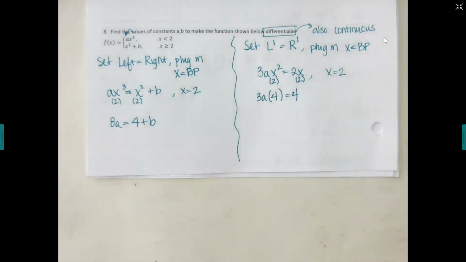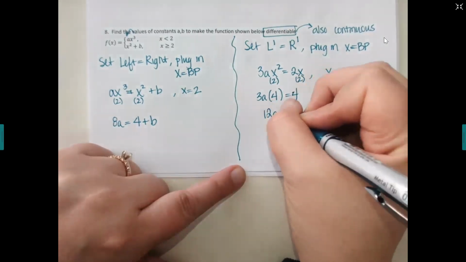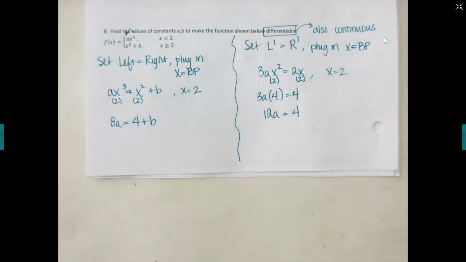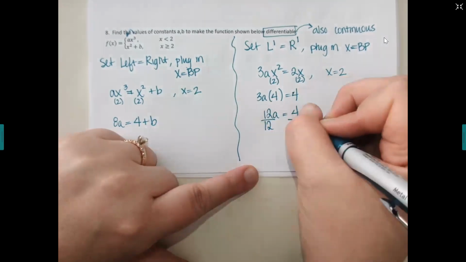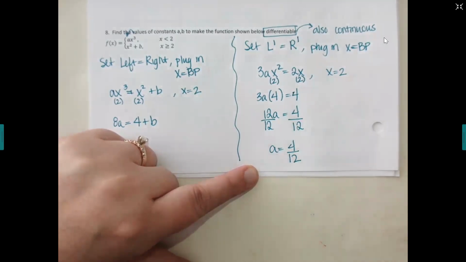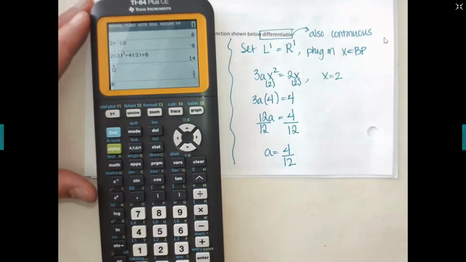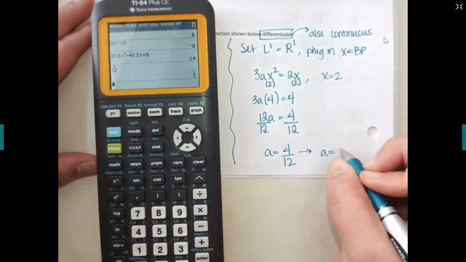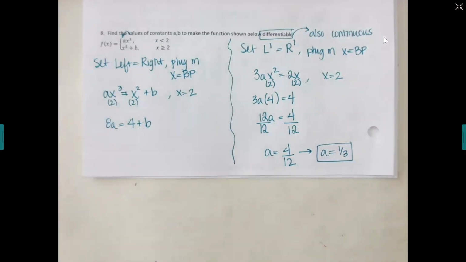What is 3a times this 4 here? 12a. So 12a equals 4, then from there, divide the 12 across, and my a is equal to 4 over 12. Now, if you're not good at simplifying fractions, the calculator will do it for you. 4 over 12 is going to reduce to 1/3. Now, remember, the question asks you to find values of a and b, so you're not done yet.